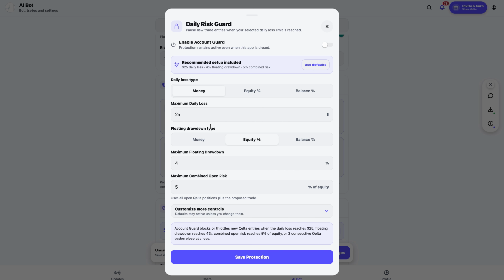You can also set out maximum daily loss, any amount which you're comfortable with and which is good for your balance. You cannot be risking your whole bank in a day. So this is why we have this daily risk guard, which is best, so that you can be able to set up your maximum daily loss.